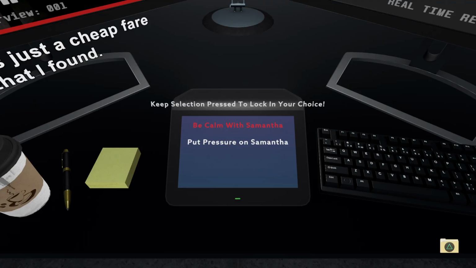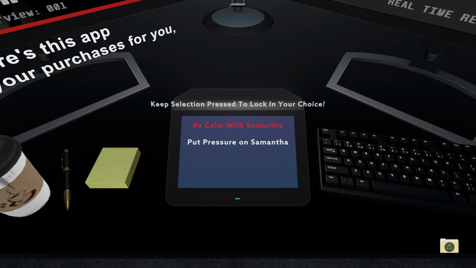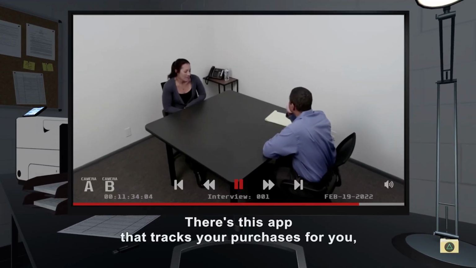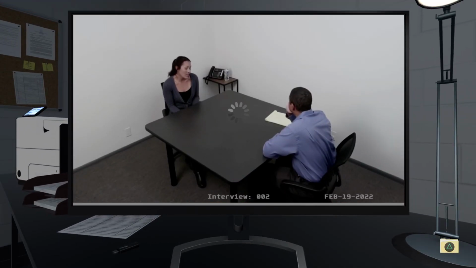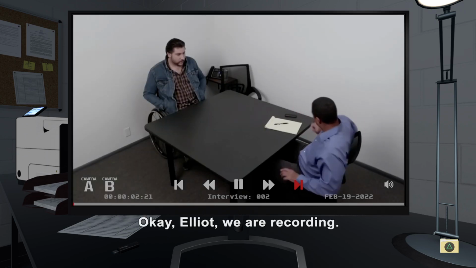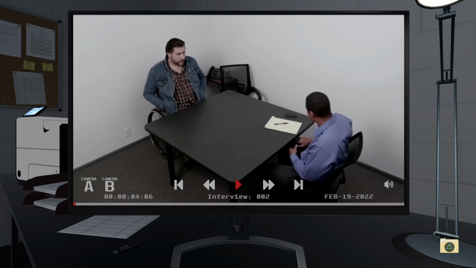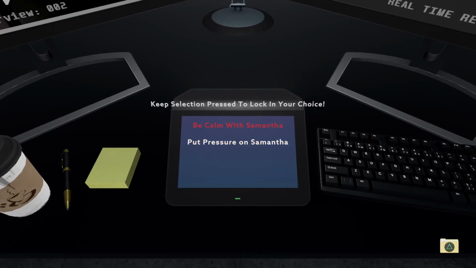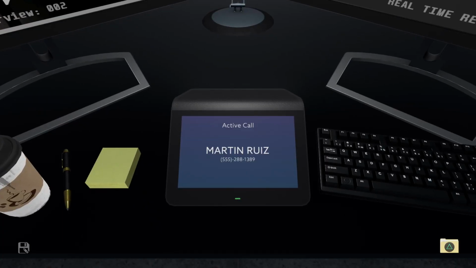No, it's just a cheap fare that I found. There's this app that tracks your purchases for you, but it doesn't say how much the ticket was. Okay, Elliot, we are... I have to keep it old.